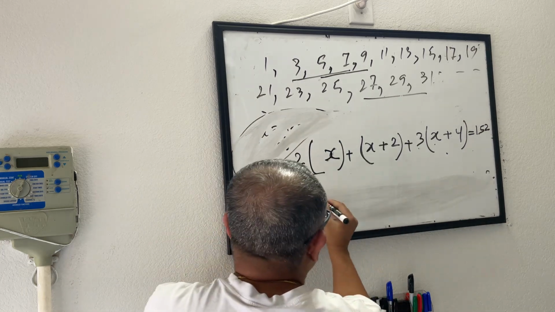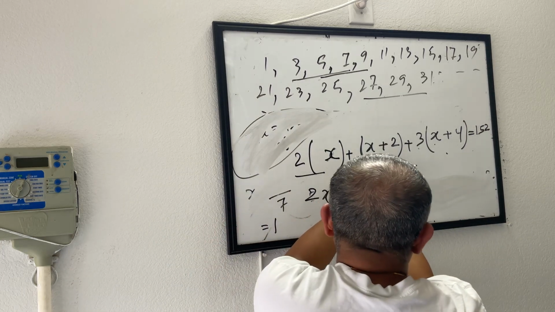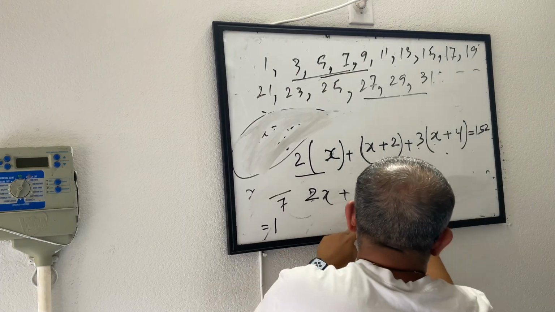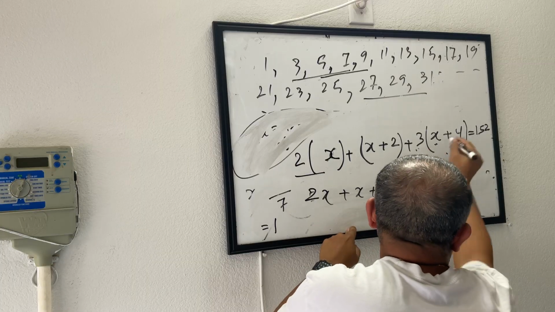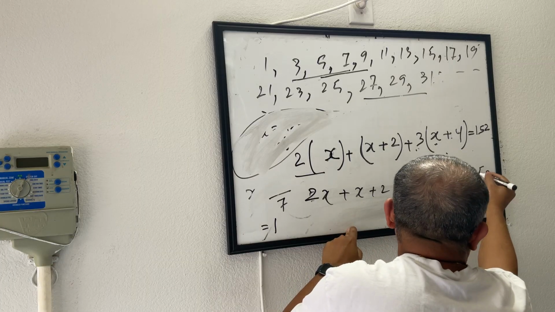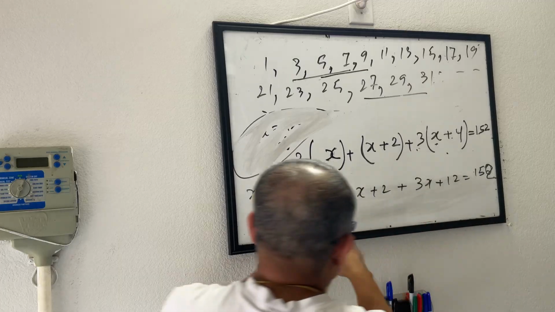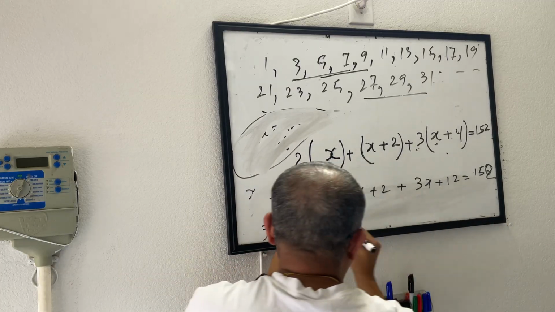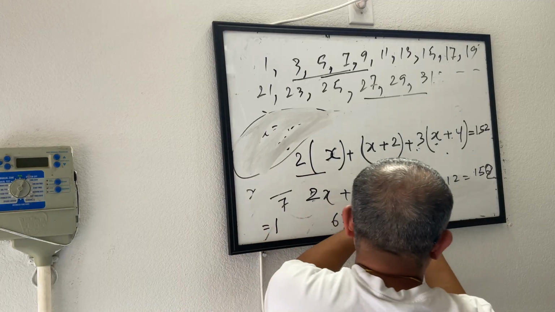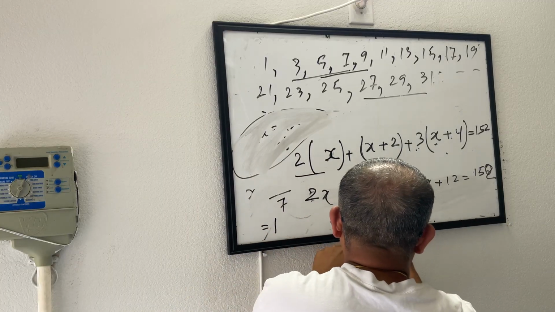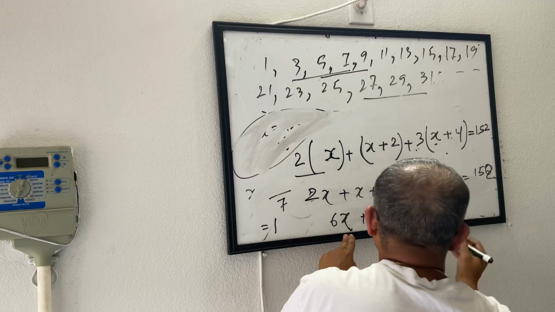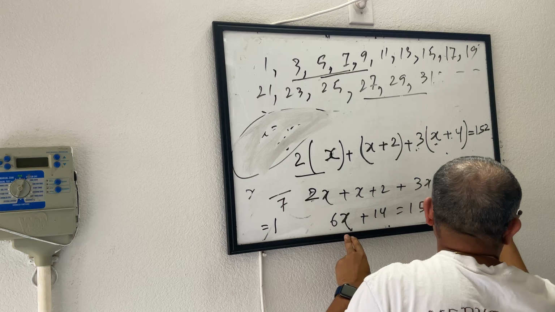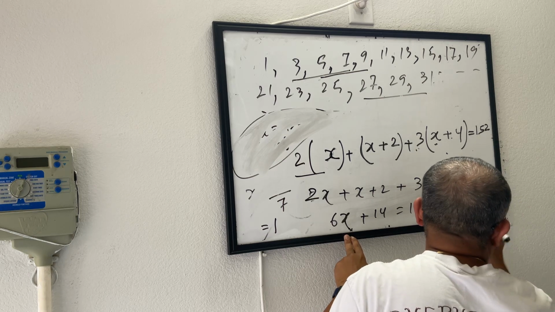So this is 2 times x plus the second number, which is x plus 2, and 3 times the third, which is x plus 4. 3 into x is 3x, plus 3 times 4 is 12, equals 152. So this is 2x plus x, 2 banana plus 1 banana, 3 banana plus 3 more bananas, 6 bananas. And then 2 plus 12 is 14, equal to 152. So 6x equal to 152 minus 14. 152 minus 14, that is 138.